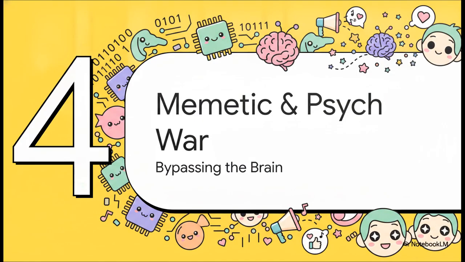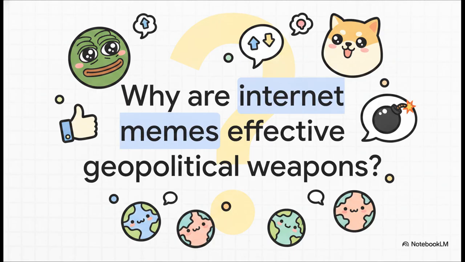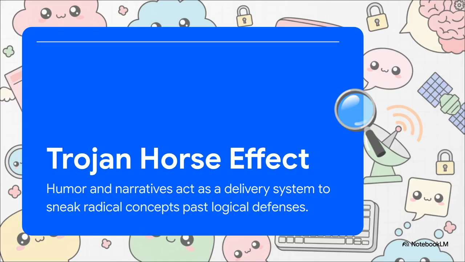That brings us to Section 4, memetic and psychological warfare, bypassing the brain. Now, as decision makers, you really need to ask yourselves, why are simple, seemingly harmless internet memes, the kind of stuff bubbling up from places like Reddit or 4chan, why are they now considered highly effective weapons for fracturing national unity? Well, it all comes down to the Trojan horse effect. Cyber operatives know that if you pack a really dense, radical ideological concept into a funny, shareable little image, our guard just completely drops. The humor and the narrative essentially act as a delivery system, letting these extreme payloads slip right past our logical defenses.